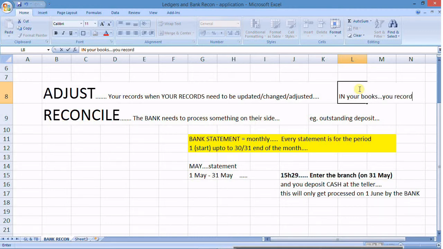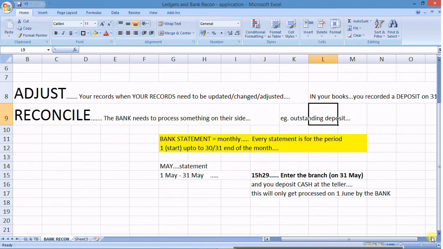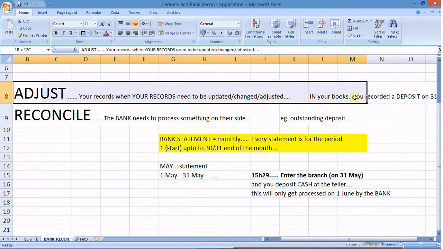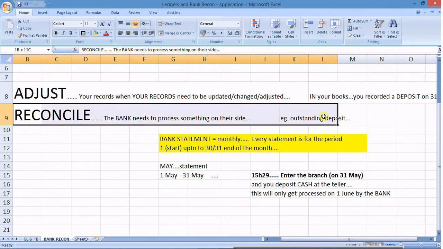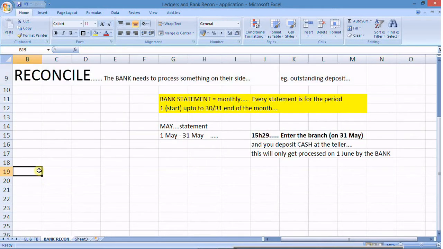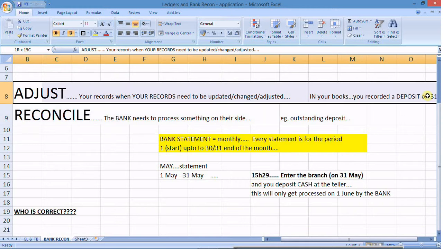In your books, you recorded a deposit on 31st May for X. Now, is there a discrepancy? Yes, the internal records don't coincide with the external records. So if there's a difference, you need to check. That's why we always ask this question: who is correct? Are we correct? Should we record that deposit in our books? Yes.